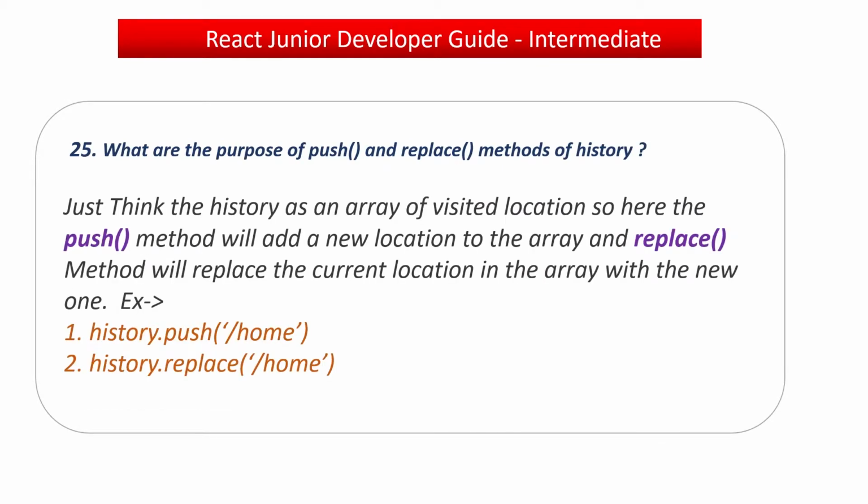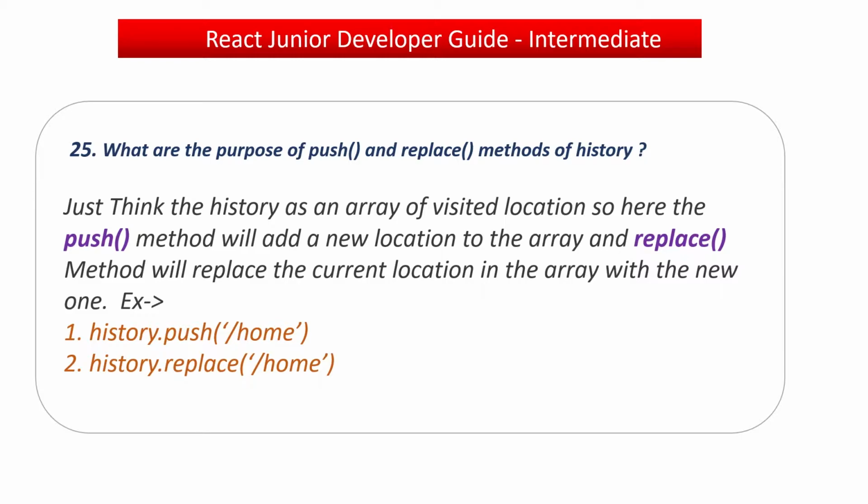And then question number 25: what is the purpose of the push and replace methods of history? History is a thing with which you can go from one page or one component to another component using the history.push method. Just think of history as an array of visited locations. Suppose you go from the home page to the about page, it contains the about page. Then you go from the about page to the contact page, and the array has all those same things that you passed.